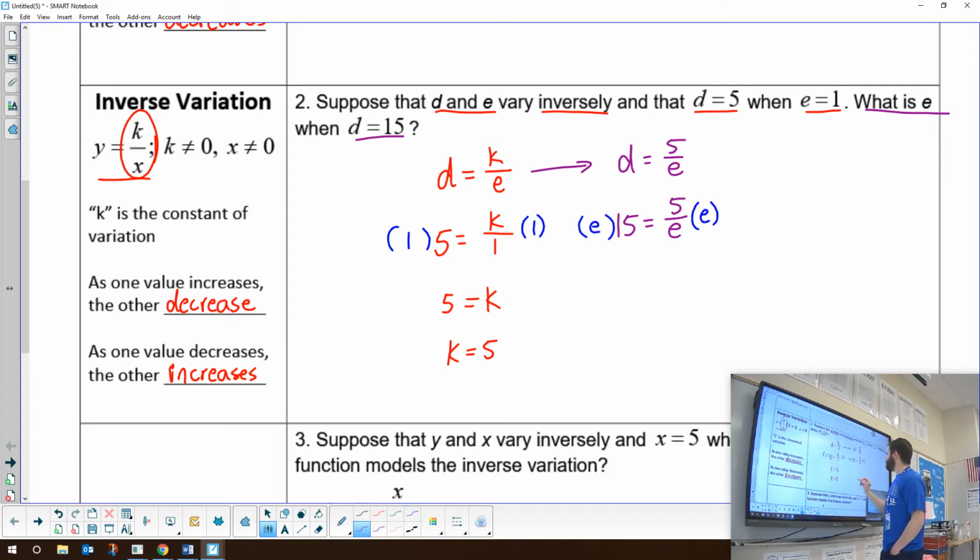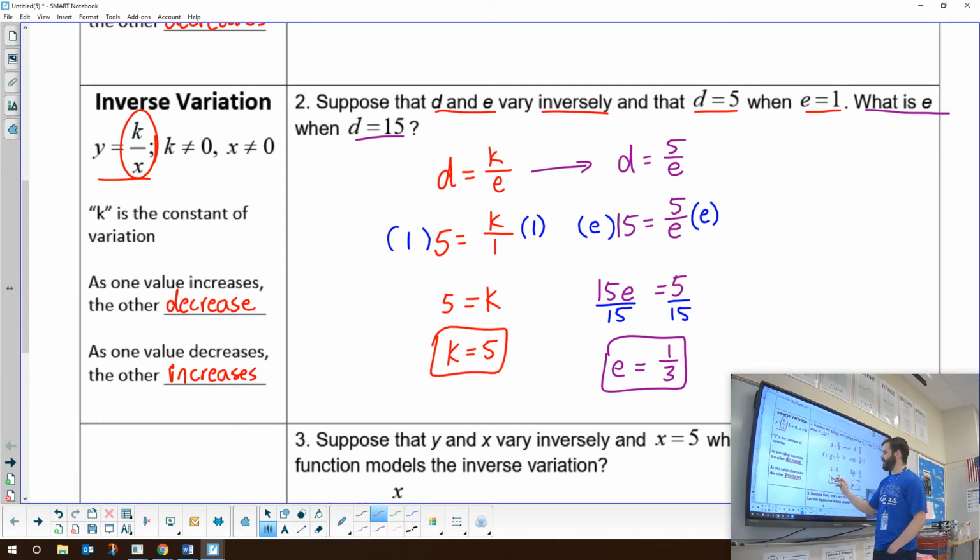And we're going to get 5 equals 15e. Now just divide both sides by 15. And we get e equals 5 over 15, which can reduce to 1/3. So we get k equals 5. My constant of variation equals 5, and that allows me to find my missing e.